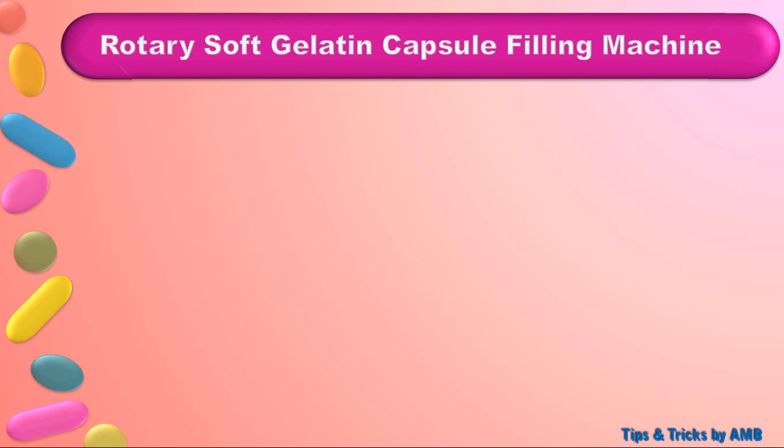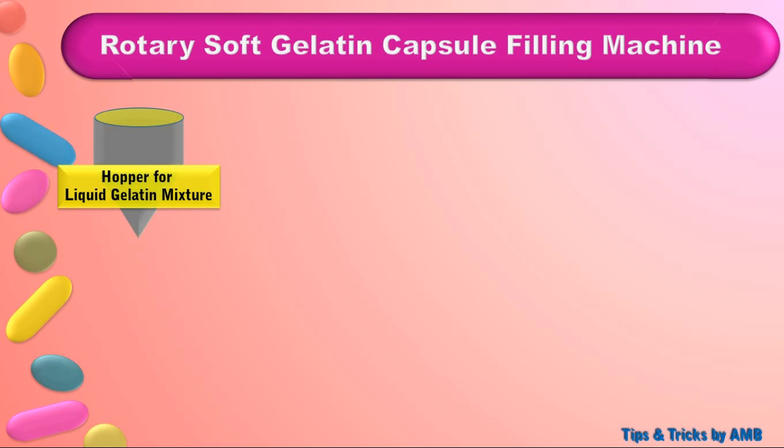The rotary machine has the following parts. It has two hoppers. In one hopper, liquid gelatin mixture is kept, and in another hopper, the liquid or semi-solid medicament which is to be filled in the capsule is kept.